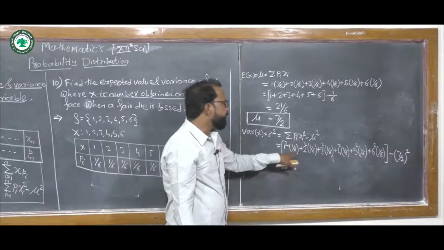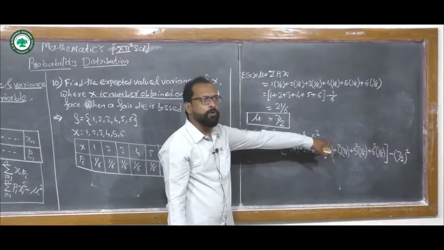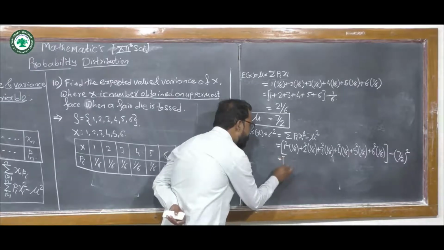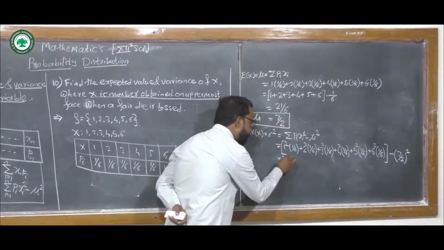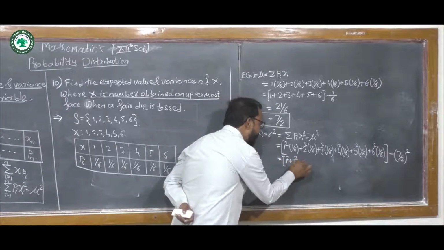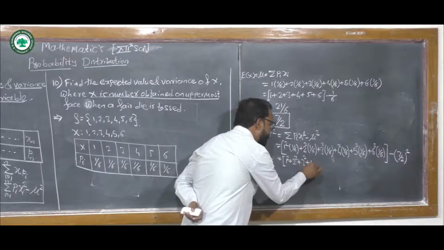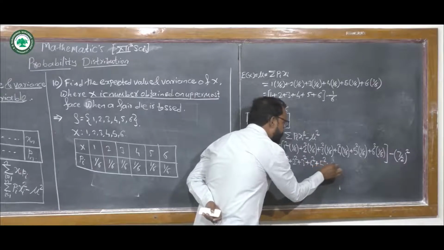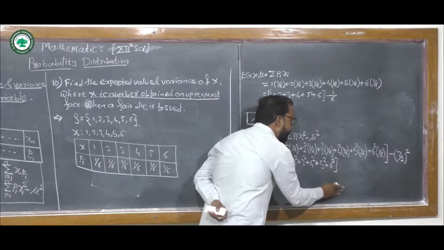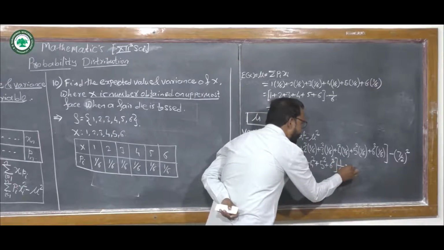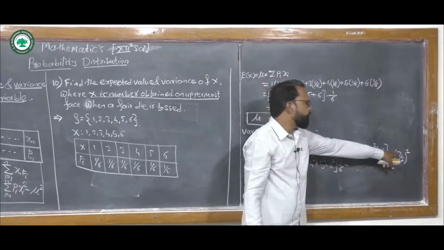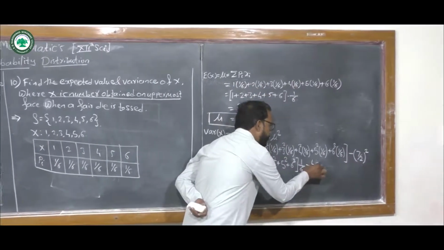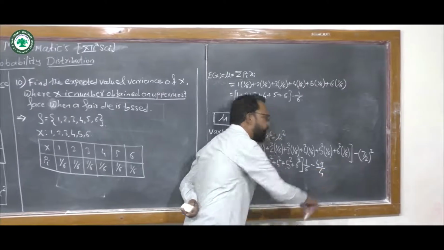Now again, take 1 by 6 as a common factor. So it gives (1 square plus 2 square plus 3 square plus 4 square plus 5 square plus 6 square) into 1 by 6, and minus, now the (7 upon 2) square is 49 upon 4.